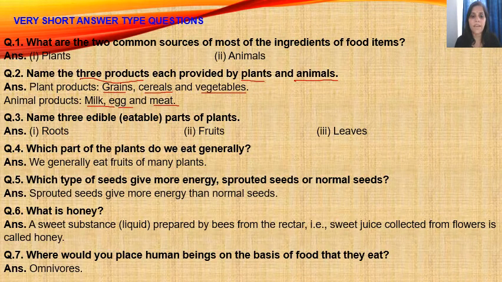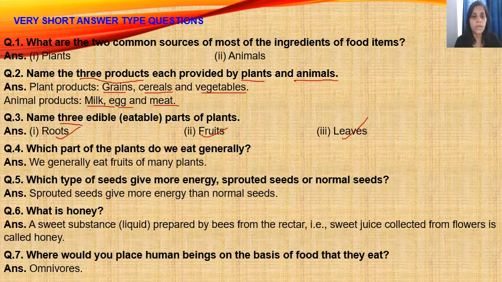Question number 3. Name three edible parts of plants. As we have seen, we eat various parts of the plants. We eat roots, fruits, leaves, stem. In some of the plants we eat seeds, in some we eat flowers. So actually we eat all the parts of the plant. Here I have asked only the three edible parts, so I have written roots, fruits and leaves.